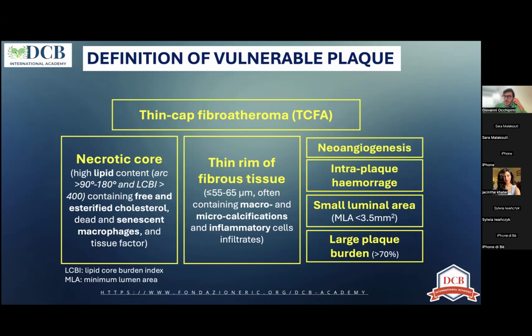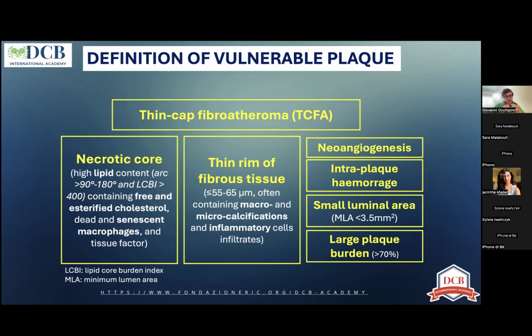It's important to consider the thin rim of fibrous tissue that separates this atherosclerotic plaque from the lumen, because it's one of the most important characteristics that has been considered and will be considered also in the current and future clinical trials. So the rim of tissue is defined as thin if it's less than 55, or in some cases 65 micrometers, and often contains macro and micro calcification, and below that inflammatory cells infiltrate. Some kinds of neoangiogenesis and intraplaque hemorrhage are also present, and with the definition of vulnerable plaque, we will see what it really means.